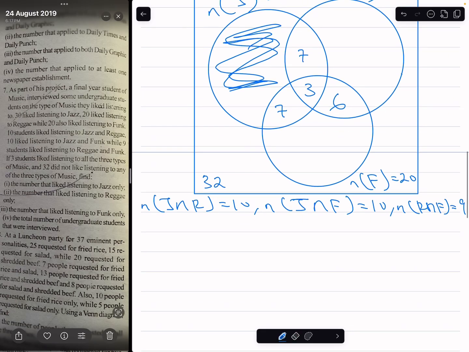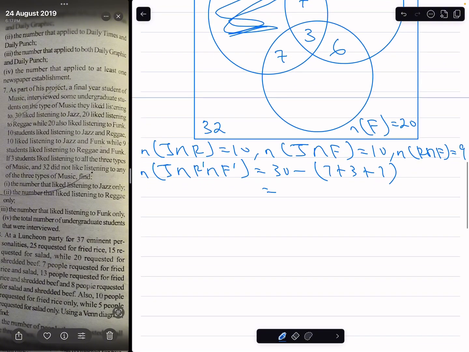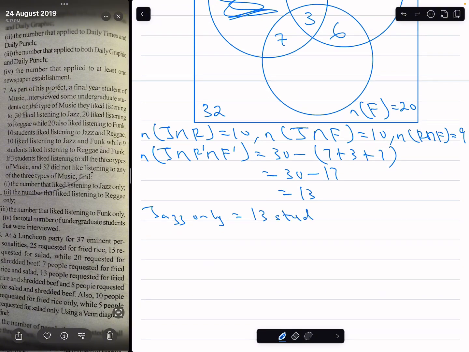So the number of students that listen to jazz only will be the number of elements in the set J intersection R complement intersection F complement, which will be 30 minus (7 plus 3 plus 7), and that's equal to 30 minus 17, which is 13. So the number that listen to jazz only is equal to 13. 13 students listen to jazz only. Now let's go. What's the next one?